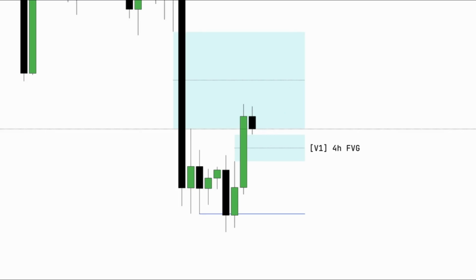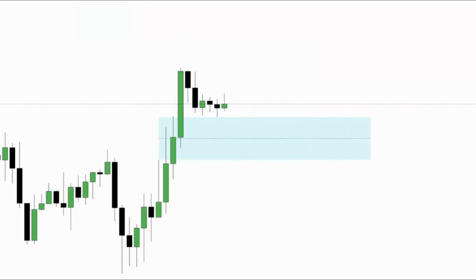We mark this as V1. To fulfill the remaining conditions of the HTF part, we need to switch to a lower time frame and find the second variable in the form of an IDM. On the hourly time frame, there is a fractal low that has formed the fair value gap zone. Therefore, we move to the LTF part.